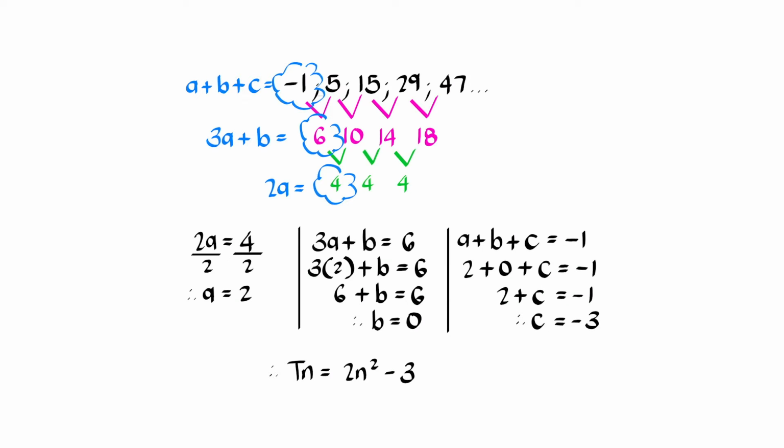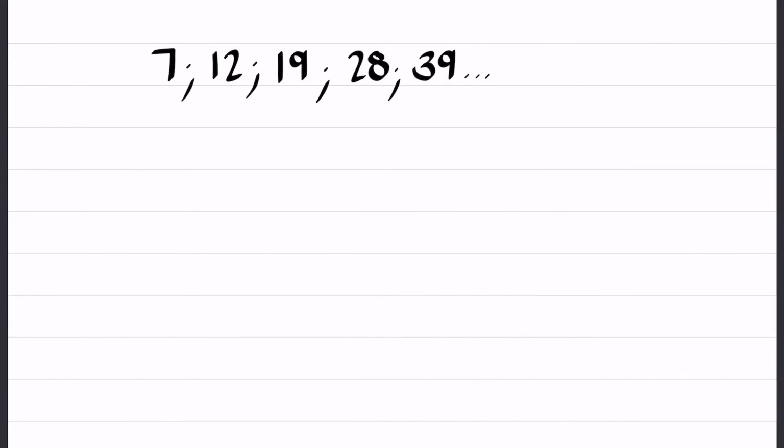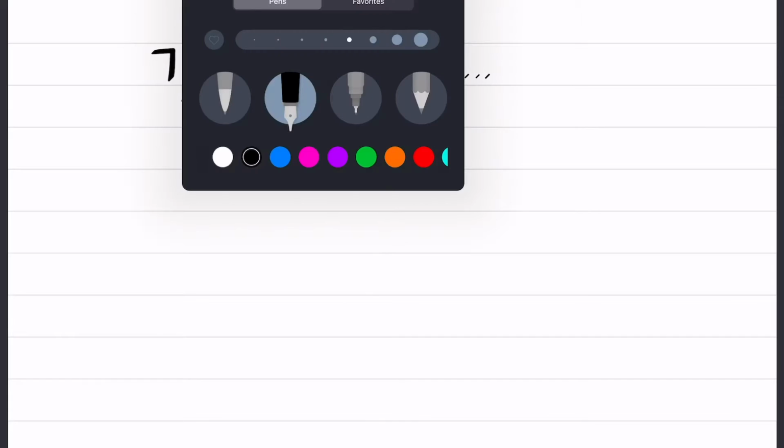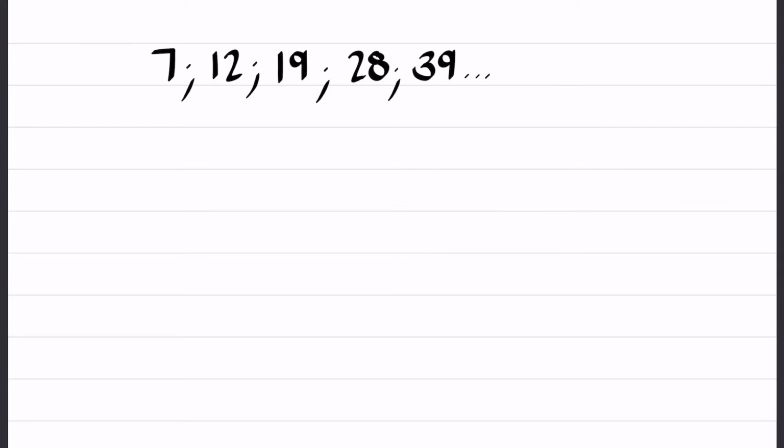Alright, now that you've paused your video, you've had a go, here is the answer to the sequence. We have 7, 12, 19, 28, and 39. So our very first step is we're going to start by determining our difference, the same as we did with our linear. So we do term 2 minus term 1, term 3 minus term 2, etc.